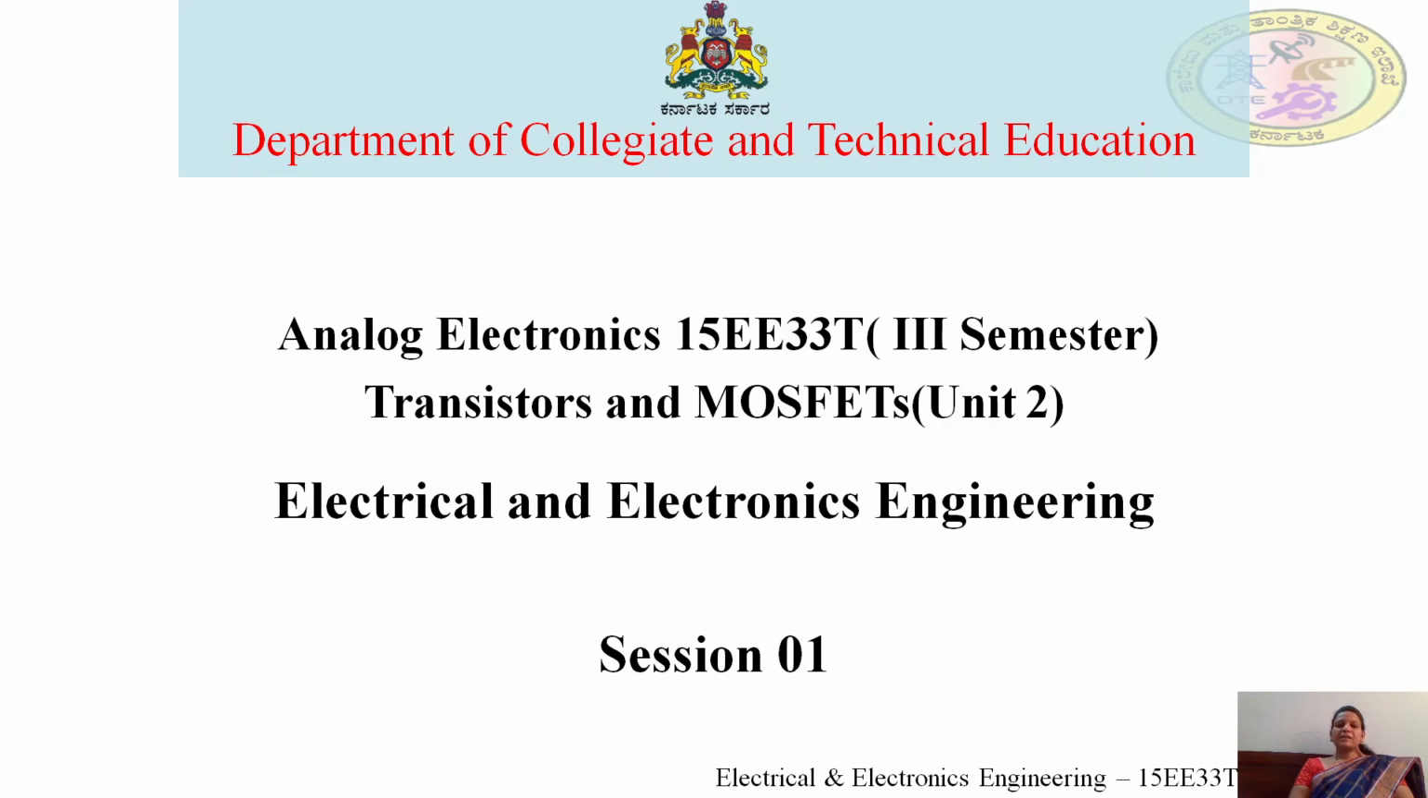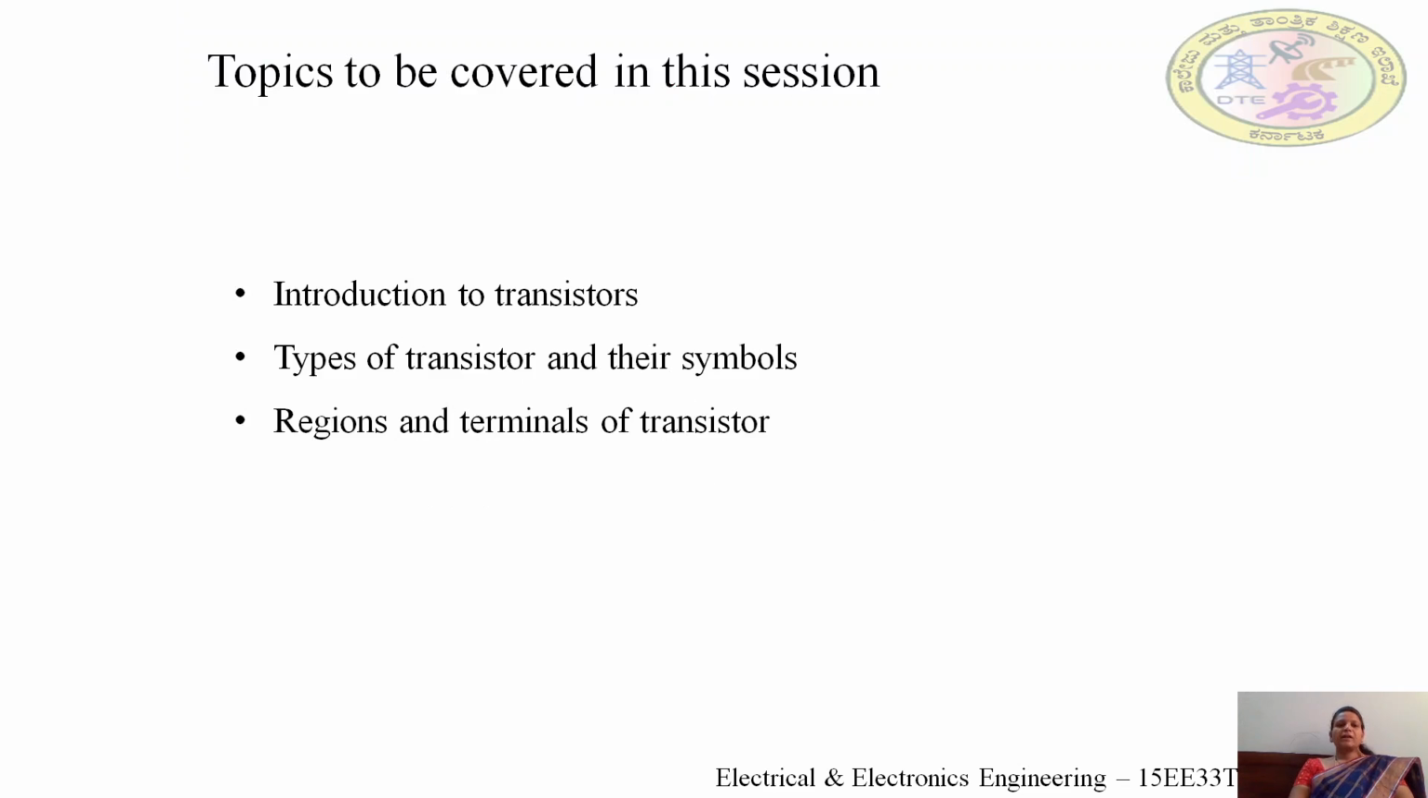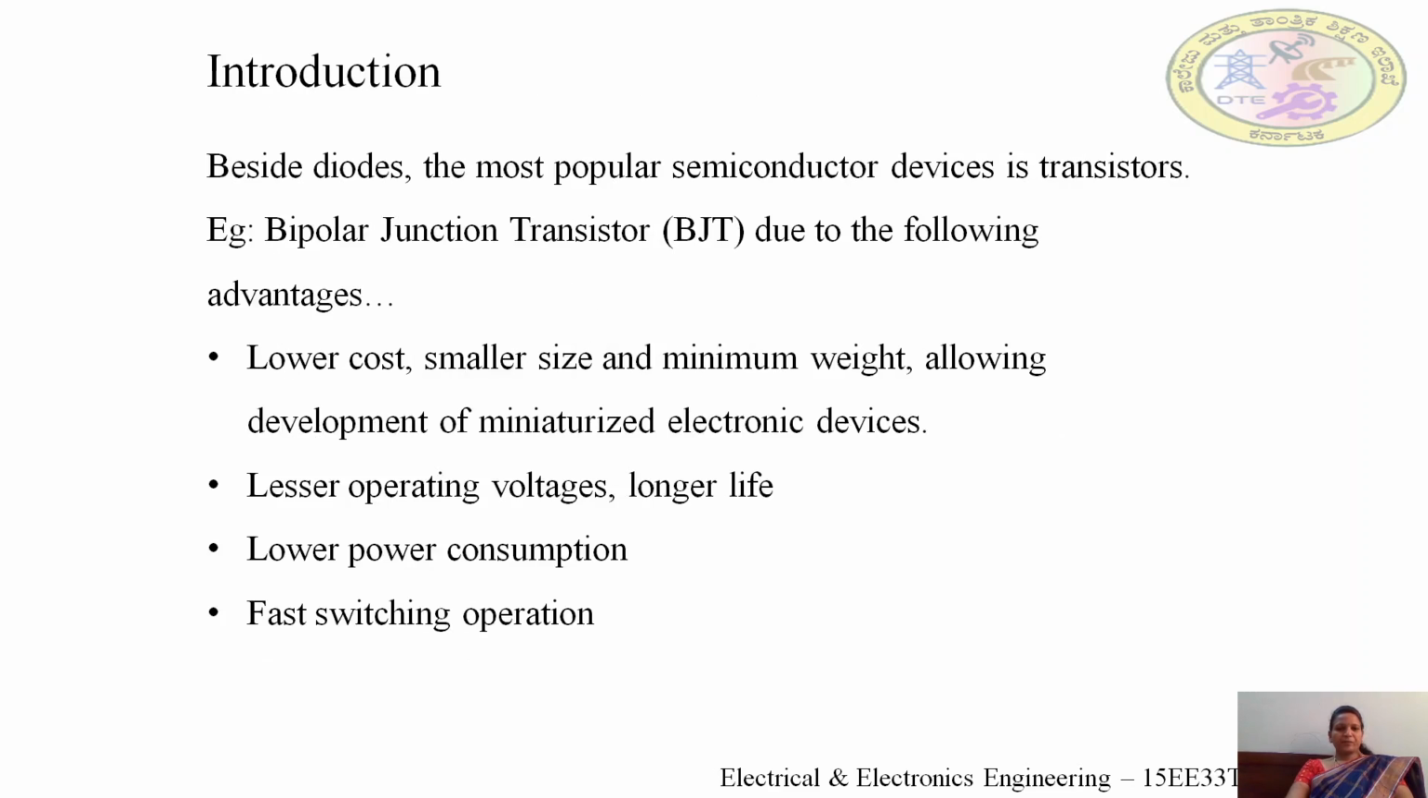Today I'm going to discuss transistors and MOSFETs, Unit 2 of Analog Electronics. In this session, the following topics are covered: Introduction to transistors, types of transistor and their symbols, different regions and terminals of transistor and their functionalities. Before getting on to the introduction of transistor, let's have a quick recap on semiconductor devices that you have already studied in your earlier unit.